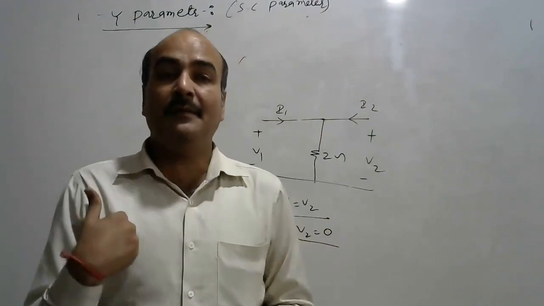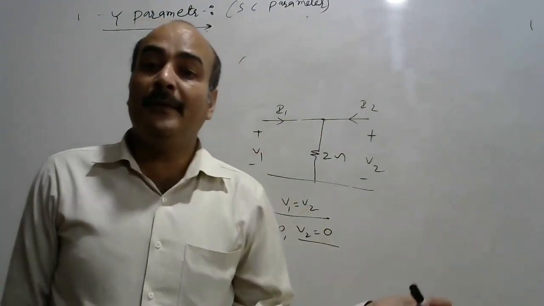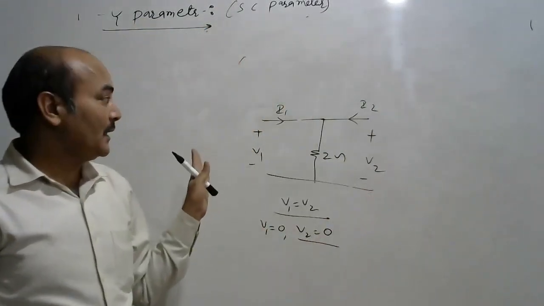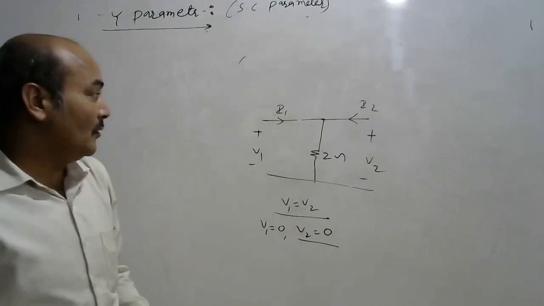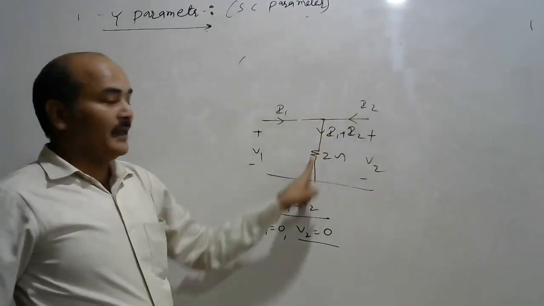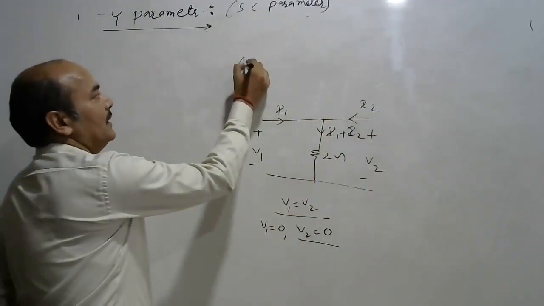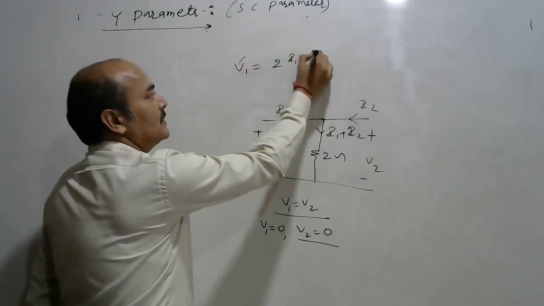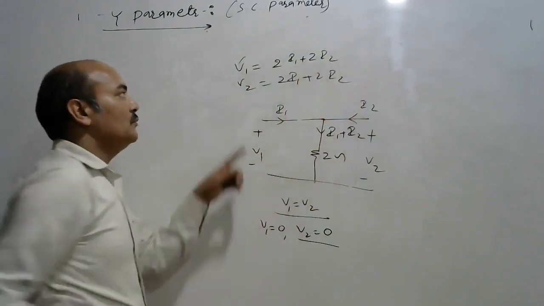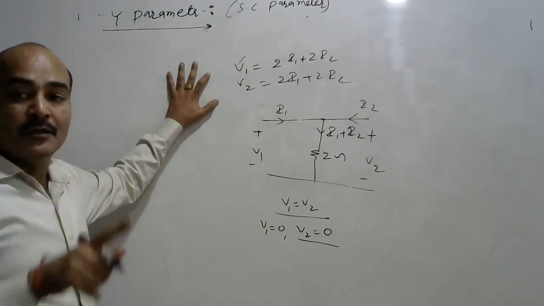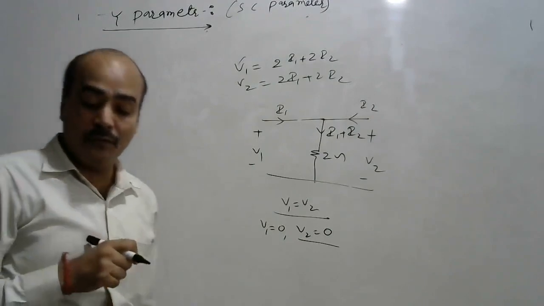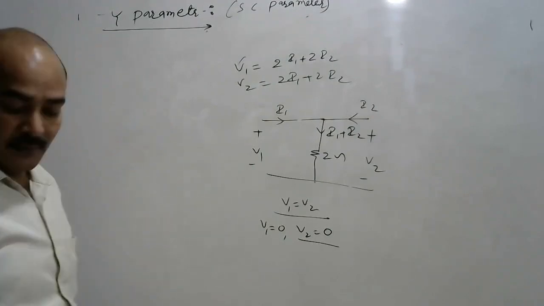Means if we are making V1 equal to 0, there should be V2 equal to 0. Yes, we can find the Z parameter of this circuit because I1 and I2 are not related to each other. If we find the Z parameter, the current in this branch is I1 plus I2. So the relation is V1 equals 2I1 plus 2I2 and V2 equals 2I1 plus 2I2, because V1 and V2 are equal. So the Z matrix is the matrix with all parameter values of 2. Clear? Okay.